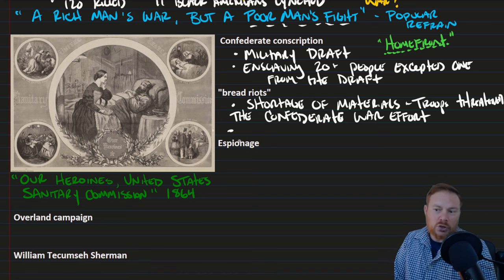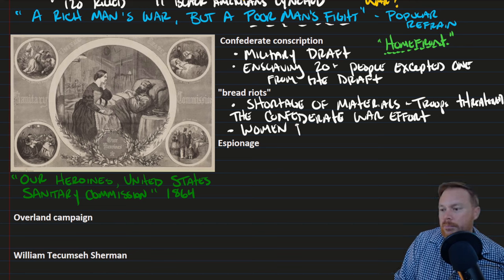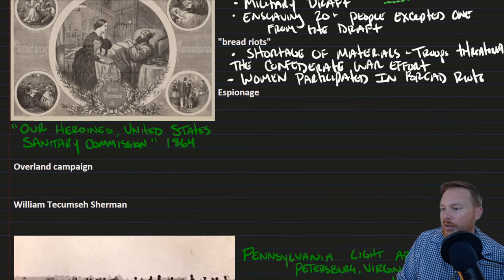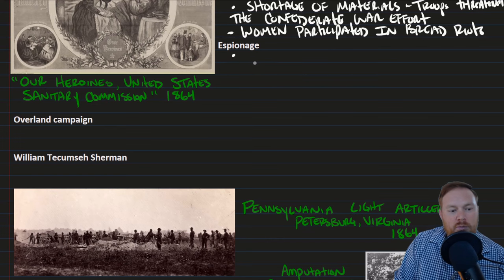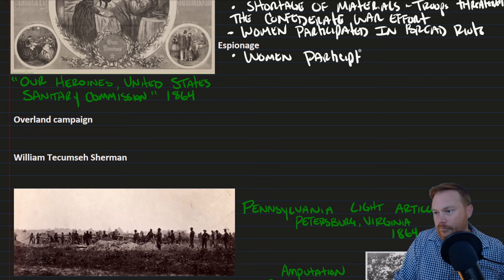One thing that we might take note of is that when it came to things like the bread riots, when it came to things like the home front, this was something that affected women and men. So we'll say about women, we'll say participated in bread riots. Women participated and felt the impact of the Civil War in other ways. Espionage was one way that women contributed to the conflict. So we might just take note that women participated as spies.